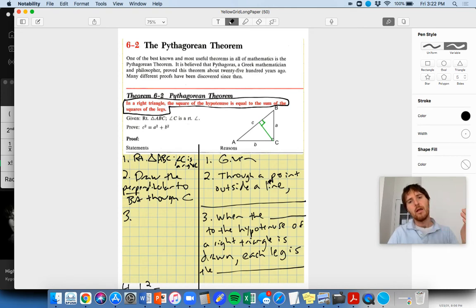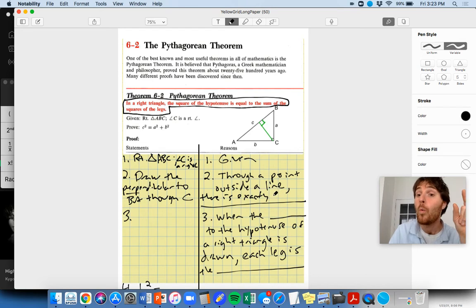So here, through a point, that's the justification. Why am I just allowed to draw that altitude? Well, that's just the perpendicular to BA through point C. The reason I'm able to draw a perpendicular through point C to line BA is that through a point outside a line, there is exactly one perpendicular that can be drawn. We're writing down the whole proof there.